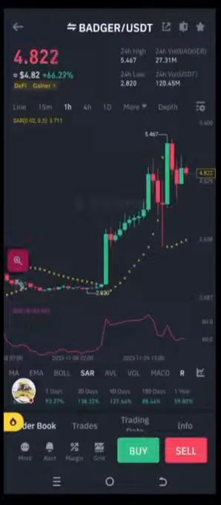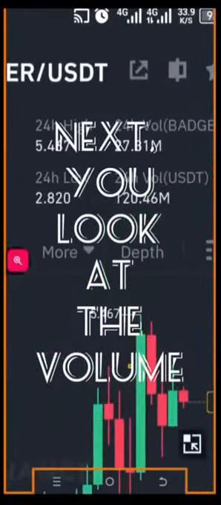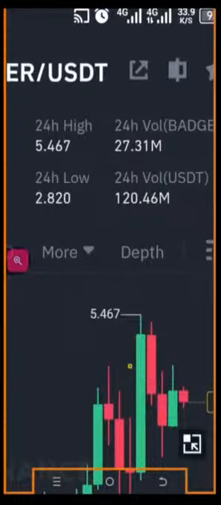Now, after you've seen all these three things, these first three things are for you to even decide or consider whether you're going to take this trade or not. After you've seen that all three are good, what do you do next? You look at the volume. Look at the 24-hour high, where it went to, the max place it went to in the last 24 hours, right? Then you look at the low, right? But we're more concerned about the high because whatever we're doing, if it hit that place, it should be able to hit it or at least somewhere close to it, okay?